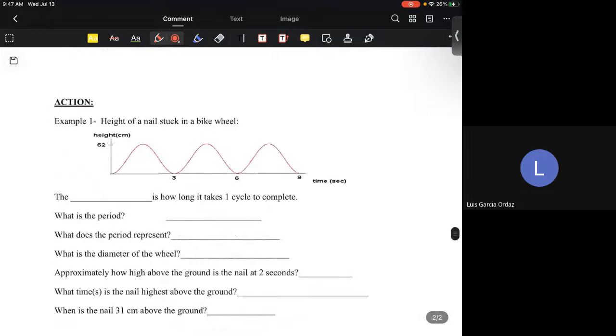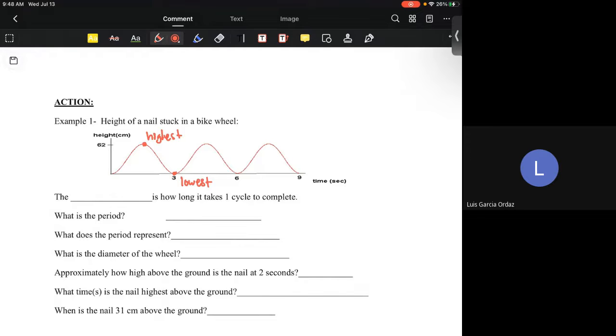So now, for example, here we have the height of a nail stuck in a bike wheel. So let's just focus on what the high points and the low points are. So the highest it reaches is 62 centimeters. So this is the highest, and the lowest it goes is 0.